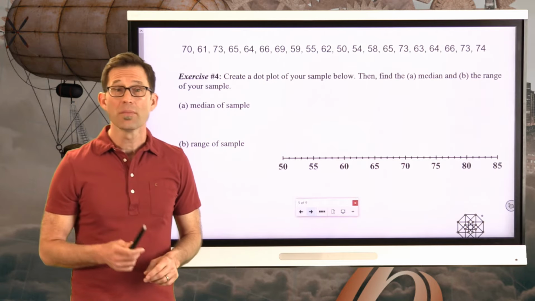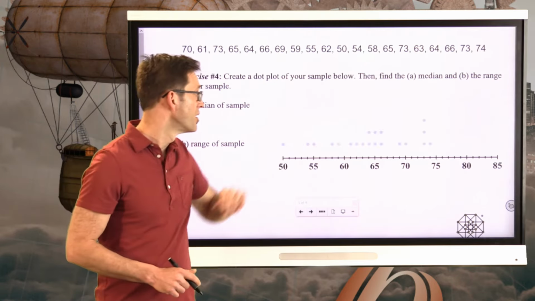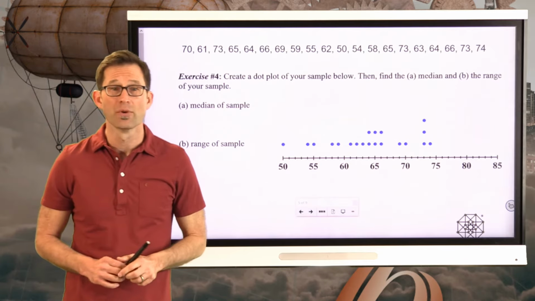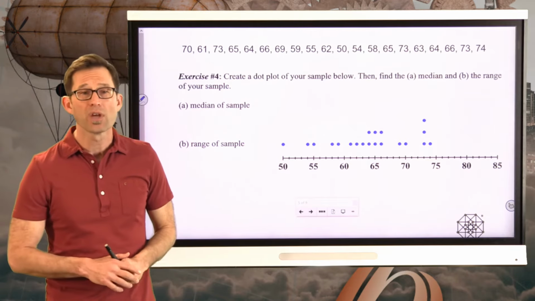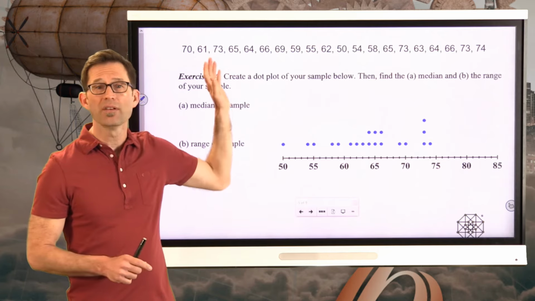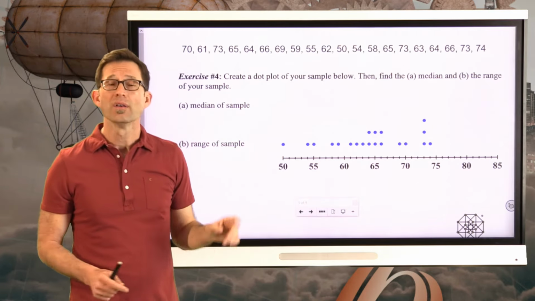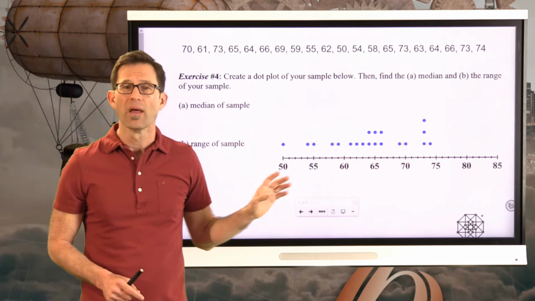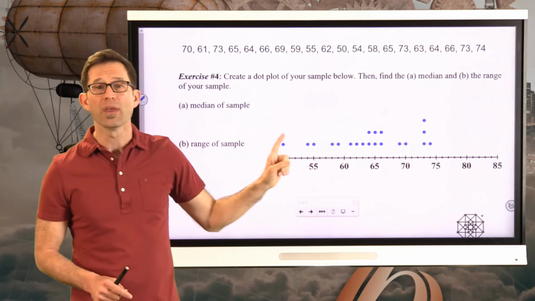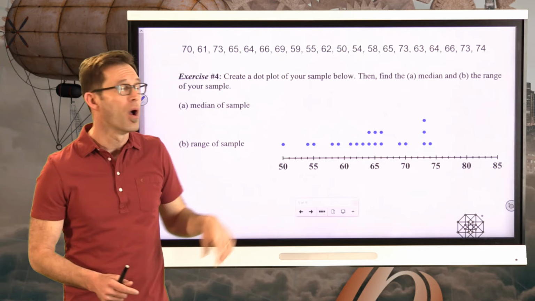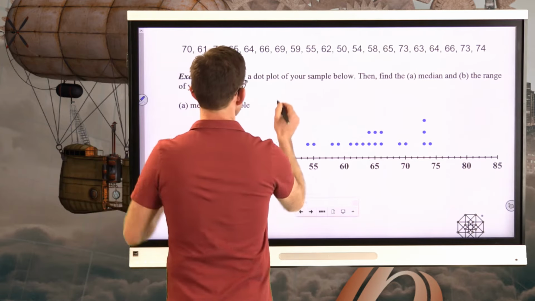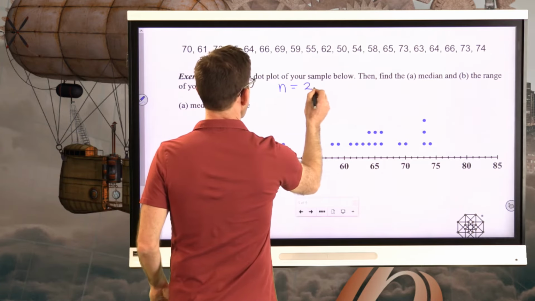Now, this could be a little bit of a challenge, right? Here's my dot plot distribution, but it could be a challenge because for the first time, you have a data set that is not in ascending order. It's not in order. So finding the median is more challenging. Let's talk about how to find the median if you've got a dot plot. Now remember, I've got 20 values, okay? N equals 20, all right?